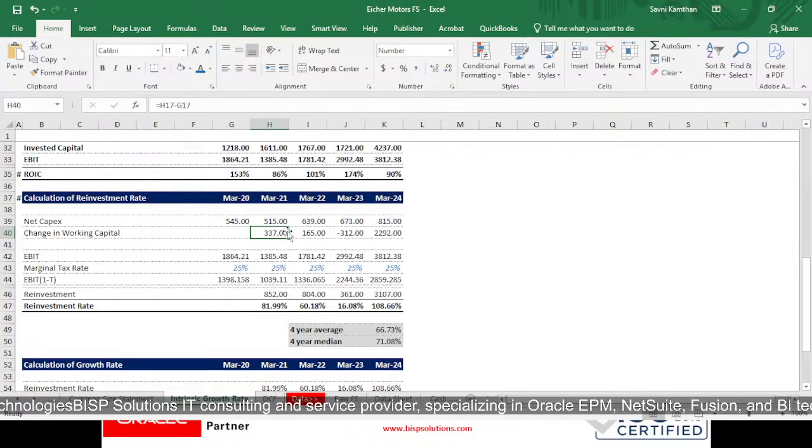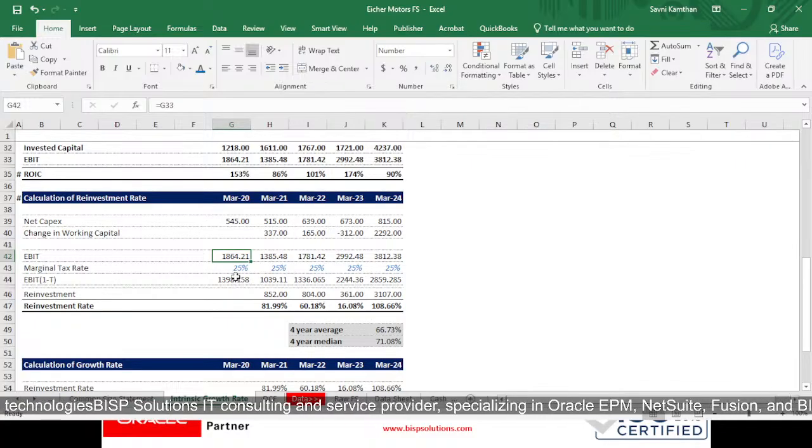Then change in working capital for 20, it is not there, so we have taken for March 21. So we have deducted our 2020's data from 21's data. So we get 337 as our change in working capital, and then we have dragged it till March 24, right? Then EBIT we have calculated as our above calculation only, we have linked it with that, and then we have dragged it till March 24.